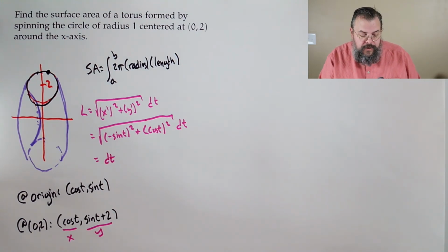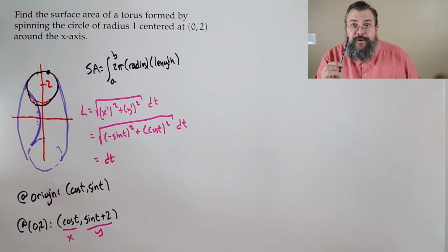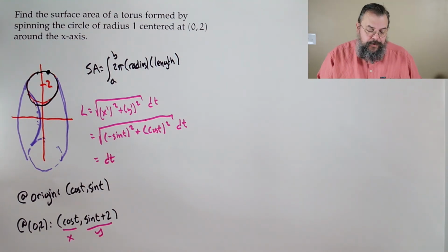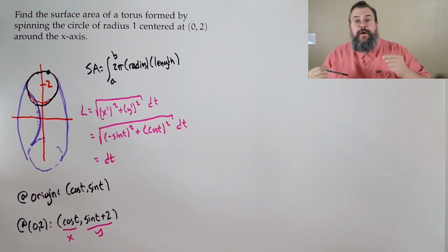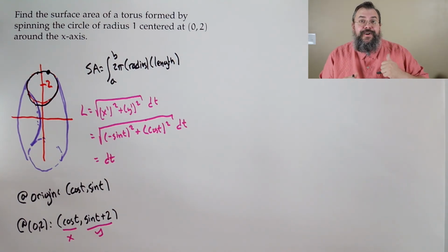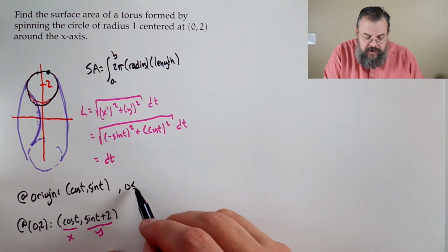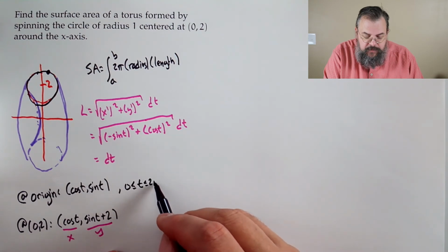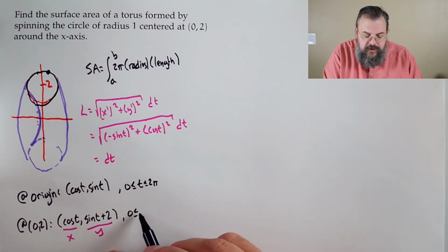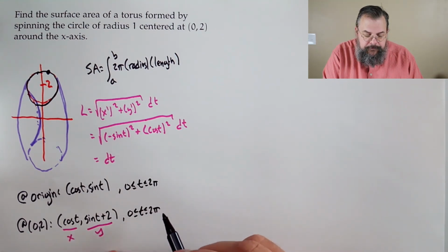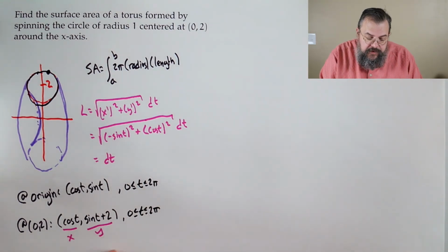Well, what else do we need to know? We did forget something about our parameterization, by the way. Let me step back before we get too far. When we have a parameterization, we need to know where we are at any given time, but also what times we are considering. So we forgot to mention our time span. So here, 0 up to 2 pi.